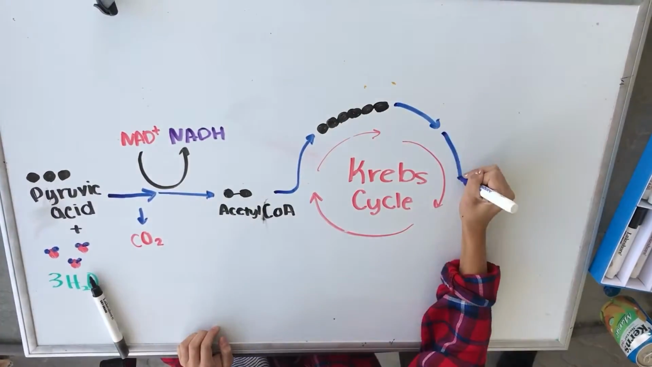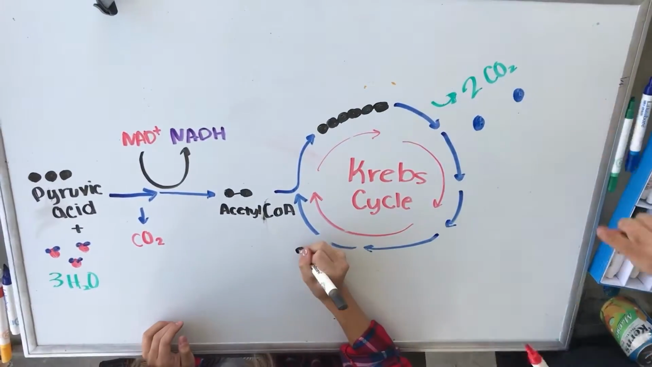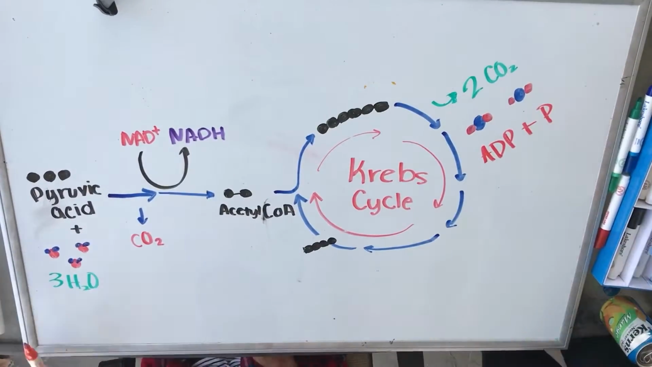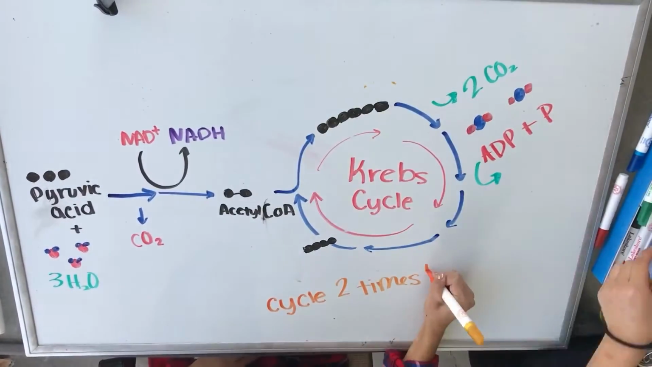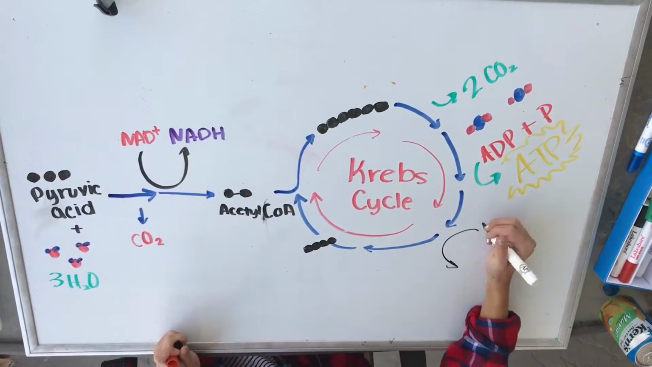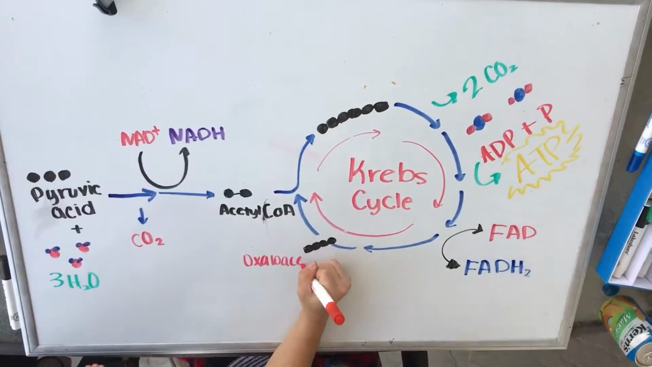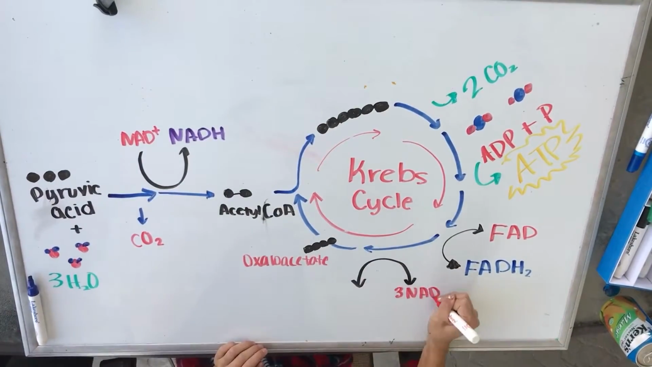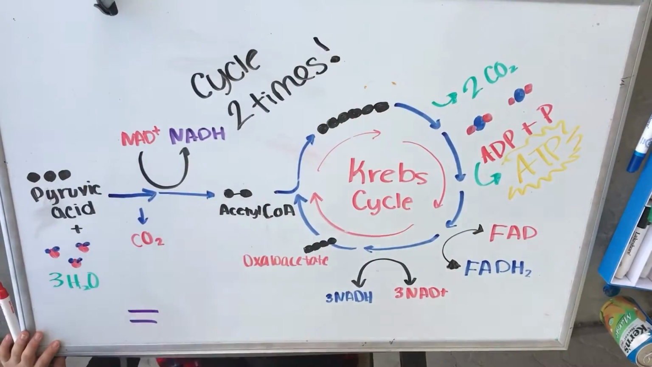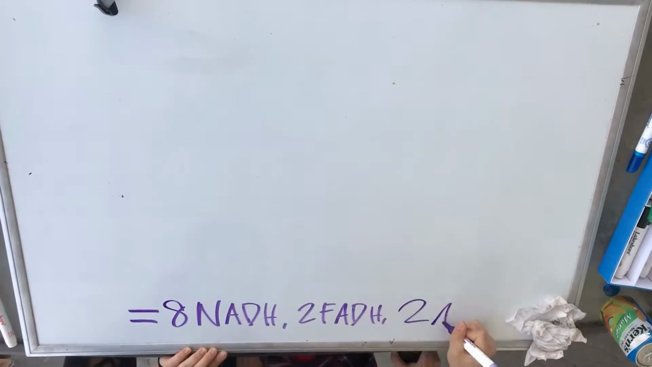ADP, NAD+, and FAD are converted into ATP, NADH, and FADH2 while releasing another two carbon dioxide. The remaining four-carbon molecule, oxaloacetate, is used to start the process again using the other pyruvate molecule produced in glycolysis. The Krebs cycle turns twice, and the numbers of the products are doubled. A total of 8 NADH, 2 FADH2, 2 ATP, and 6 CO2 are made.